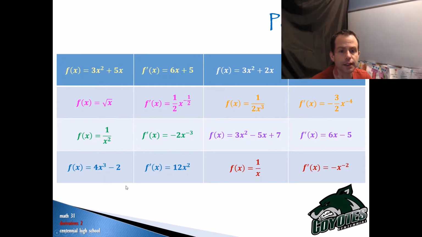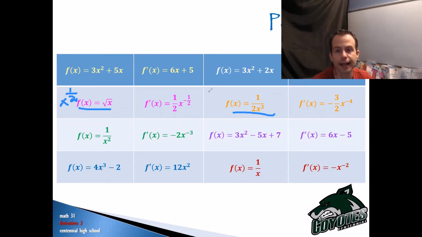For instance, let's look at this f of x. The root of x is the same as x to the 1/2, right? So look at what happened. The 1/2 came to the front, and then my degree dropped by 1. So x to the negative 1/2 came from 1/2 minus 1, which is negative 1/2. Okay, let's take a look at this f of x.